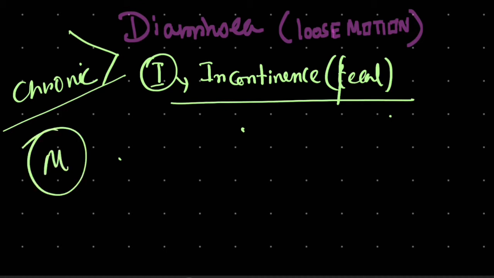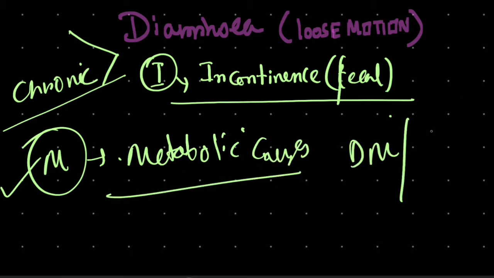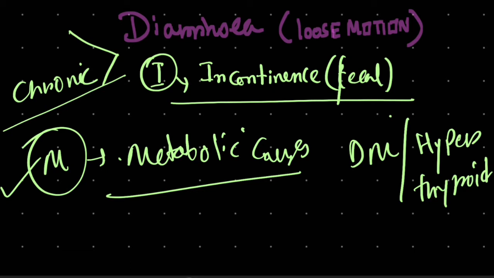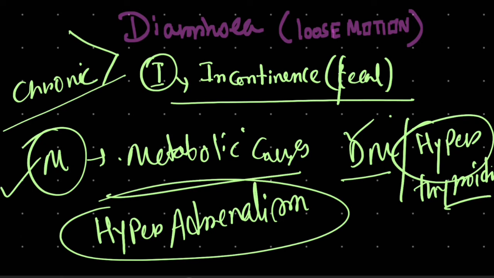The last cause, which starts from M, only one cause is there, that is metabolic causes. Metabolic causes like diabetes mellitus, hyperthyroidism. In constipation, it is the opposite. Diabetes mellitus can cause both diarrhea and constipation. But in constipation, there is hypothyroidism, whereas in diarrhea, there is hyperthyroidism. Then, hyperadrenalism can also cause chronic diarrhea. So these are the causes you have to keep in mind while having a patient with chronic diarrhea.